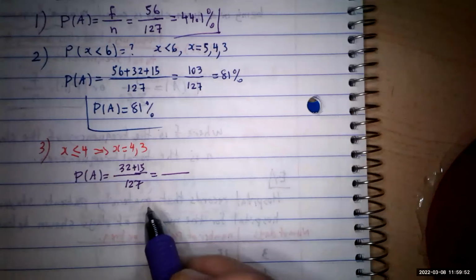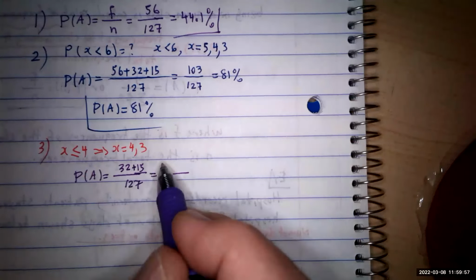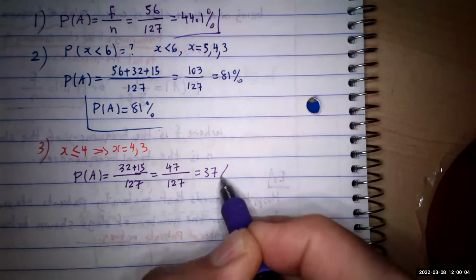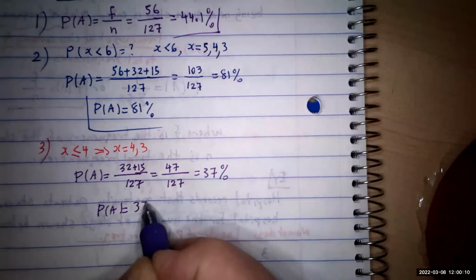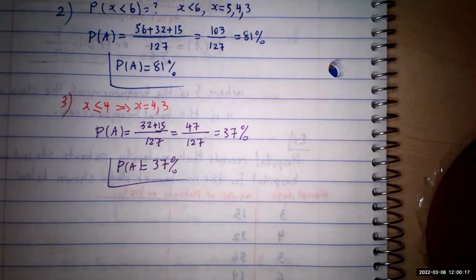You add them together, and that gives you 47. It's going to be 47 over 127. And if you simplify it, that gives you 37%. So the probability of A is 37%. There is a 37% chance that the patient will stay in hospital at most 4 days. Any question?